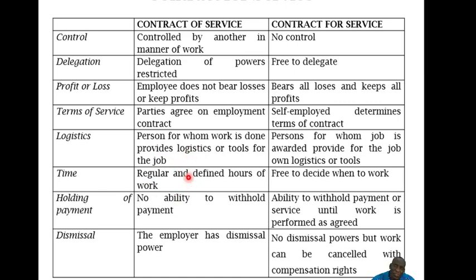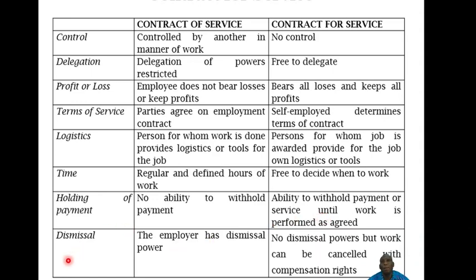Under contract of service, there is always a regular and defined hours of work. But under contract for service, the agent is free to decide when to work. What's important is the work has been done according to schedule. Holding of payment. The employer has no ability to withhold the payment to the employee. If he has earned it, why do you hold it? You cannot say you don't pay the salary. Even when the person is not performing, you pay. But under contract for service, there is the ability to withhold payment or the service until work is performed as agreed.